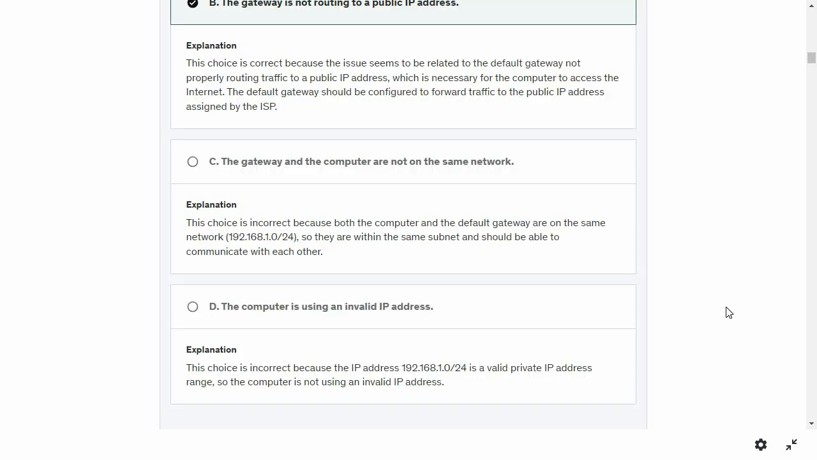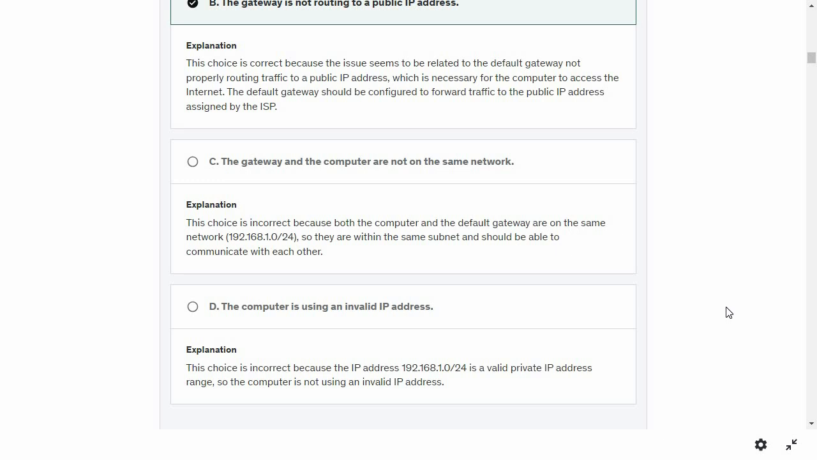The gateway and the computer are not on the same network. This is incorrect because both the computer and default gateway are on the same network, 192.168.1.0/24. So they are within the same subnet and they should be able to communicate with each other. This is wrong.